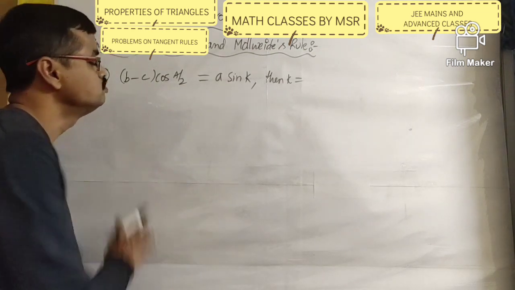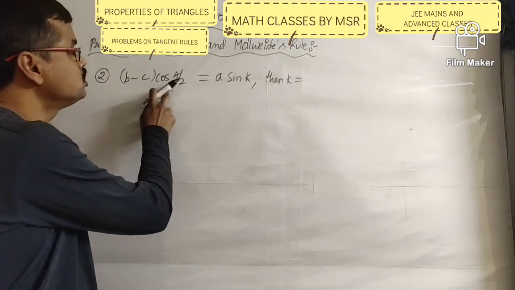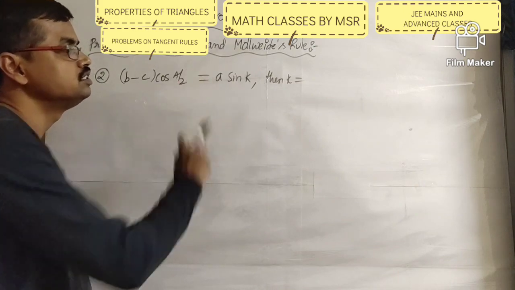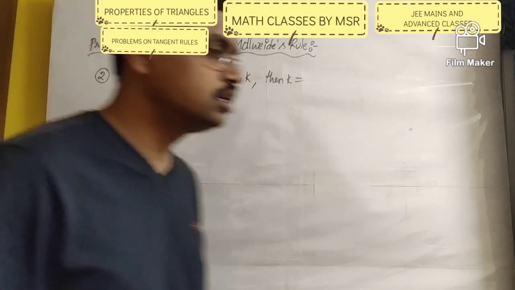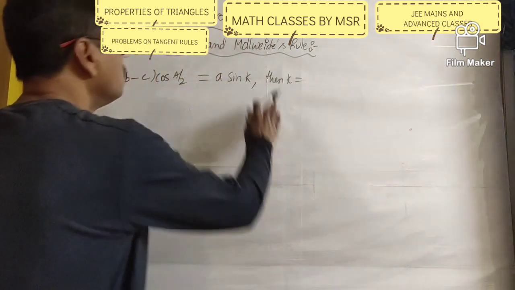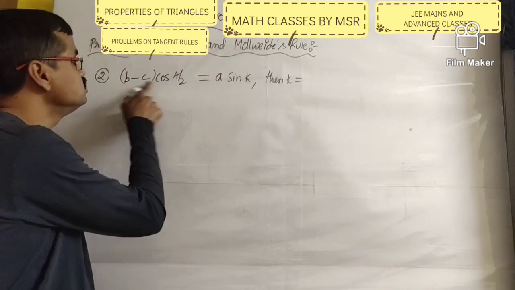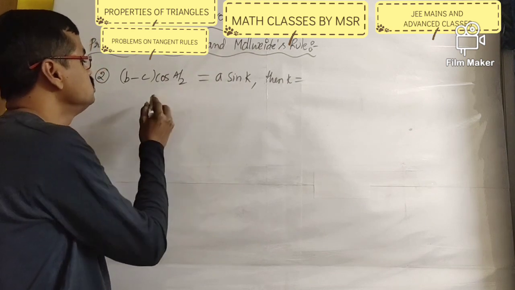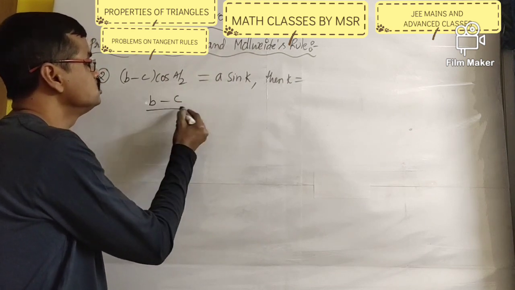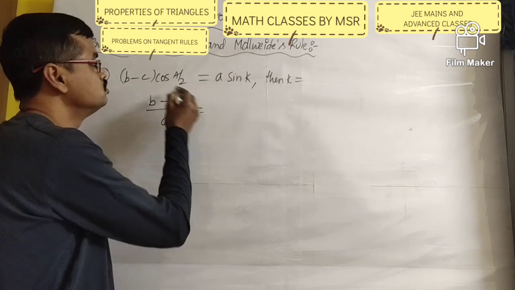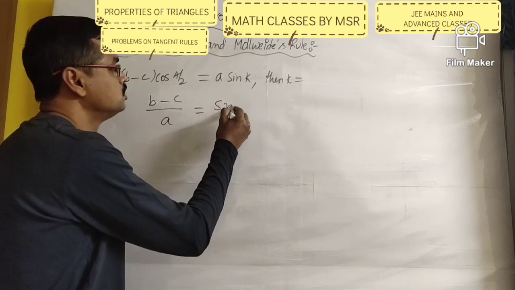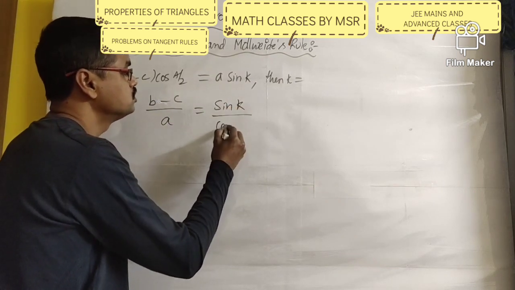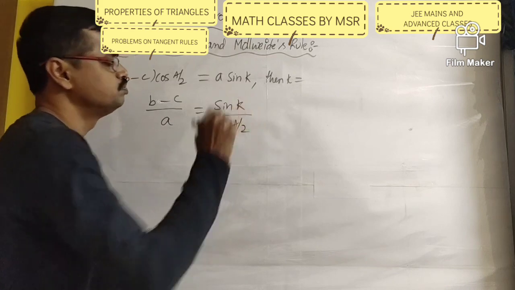Now listen to the next problem. (b minus c) times cos a by 2 equals a sin k. Then what is the value of k, they asked. So (b minus c) into cos a by 2 equals a into sin k. I will rearrange this equation like this: (b minus c) by a equals sin k by cos a by 2, as cos a by 2 goes to that side.